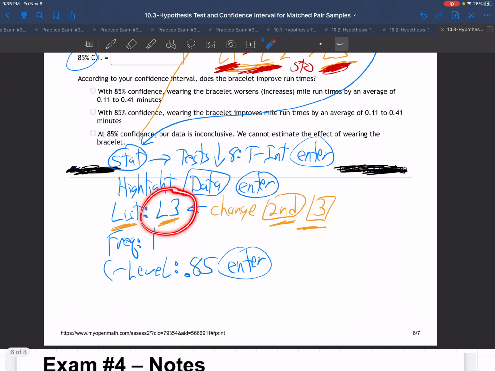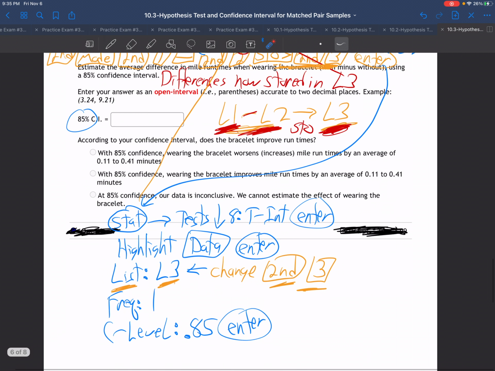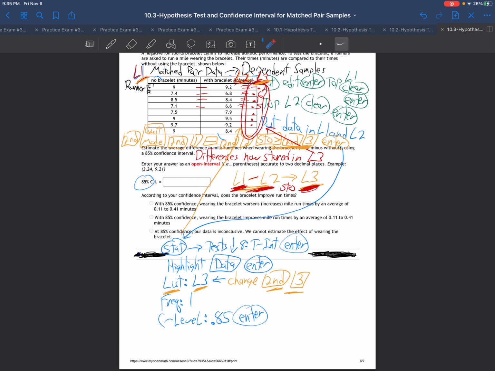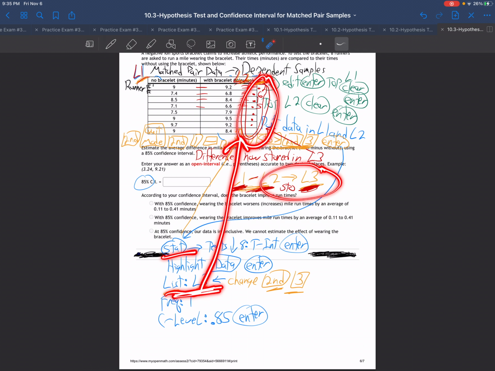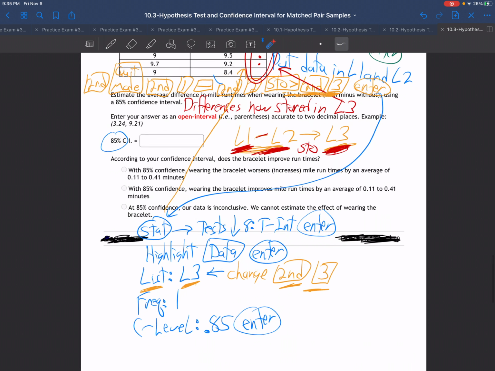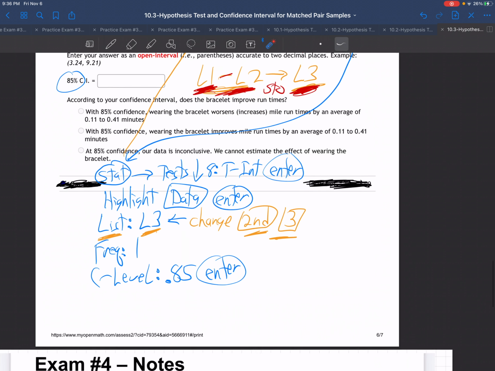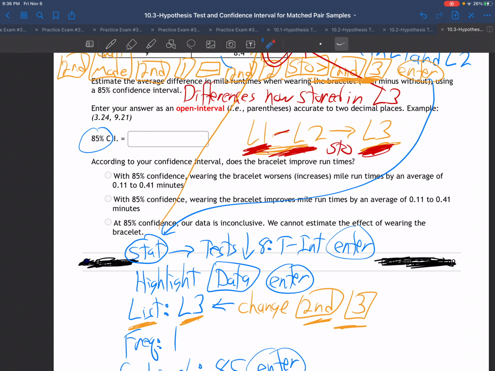That's super important. The list has got to be L3 when you're doing this kind of problem, because we stored all our results in L3. So when you go to stat, you have to make the list L3 so the calculator analyzes the data in L3. That's where the differences between the L1 and L2 numbers are now sitting. So you tell your calculator to analyze the L3 data, and you get an answer. And here's what I'm getting.